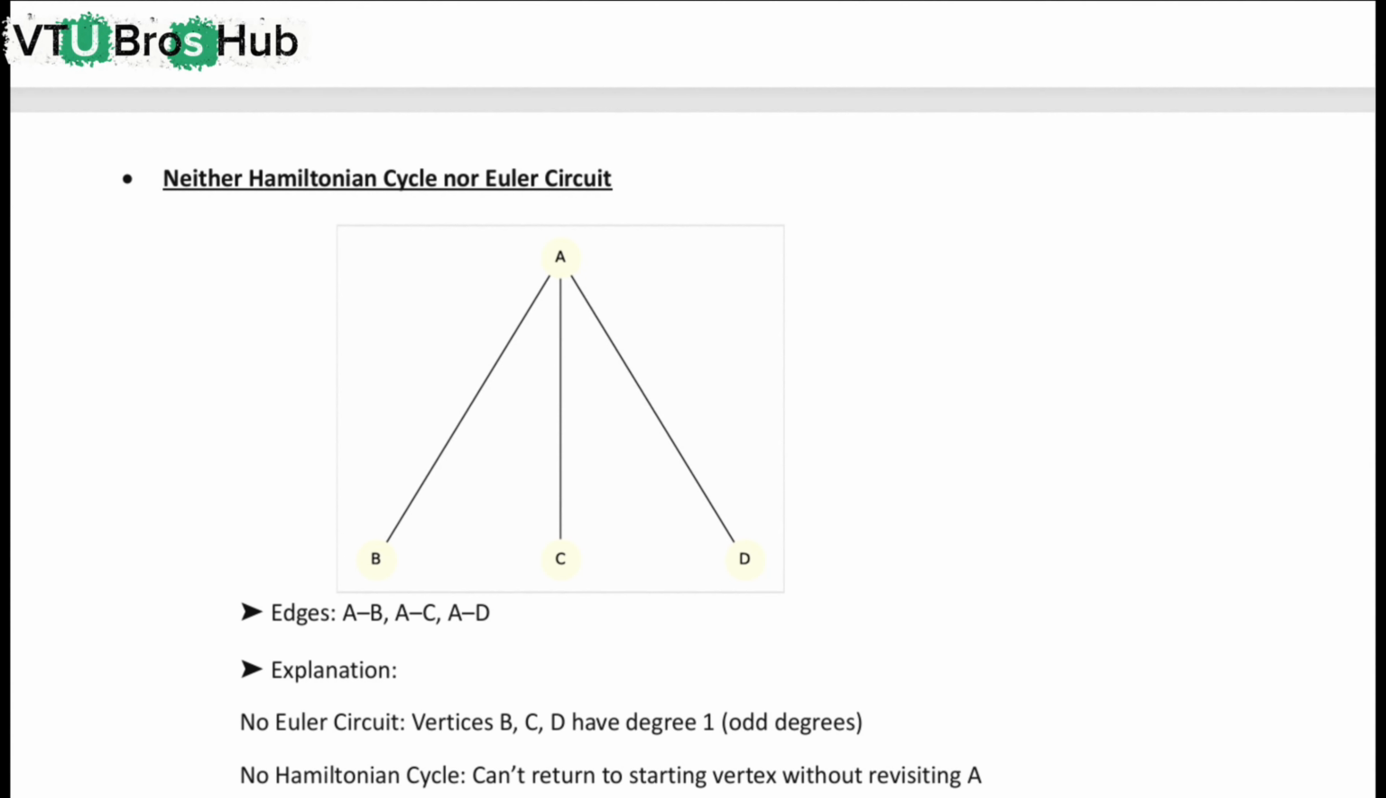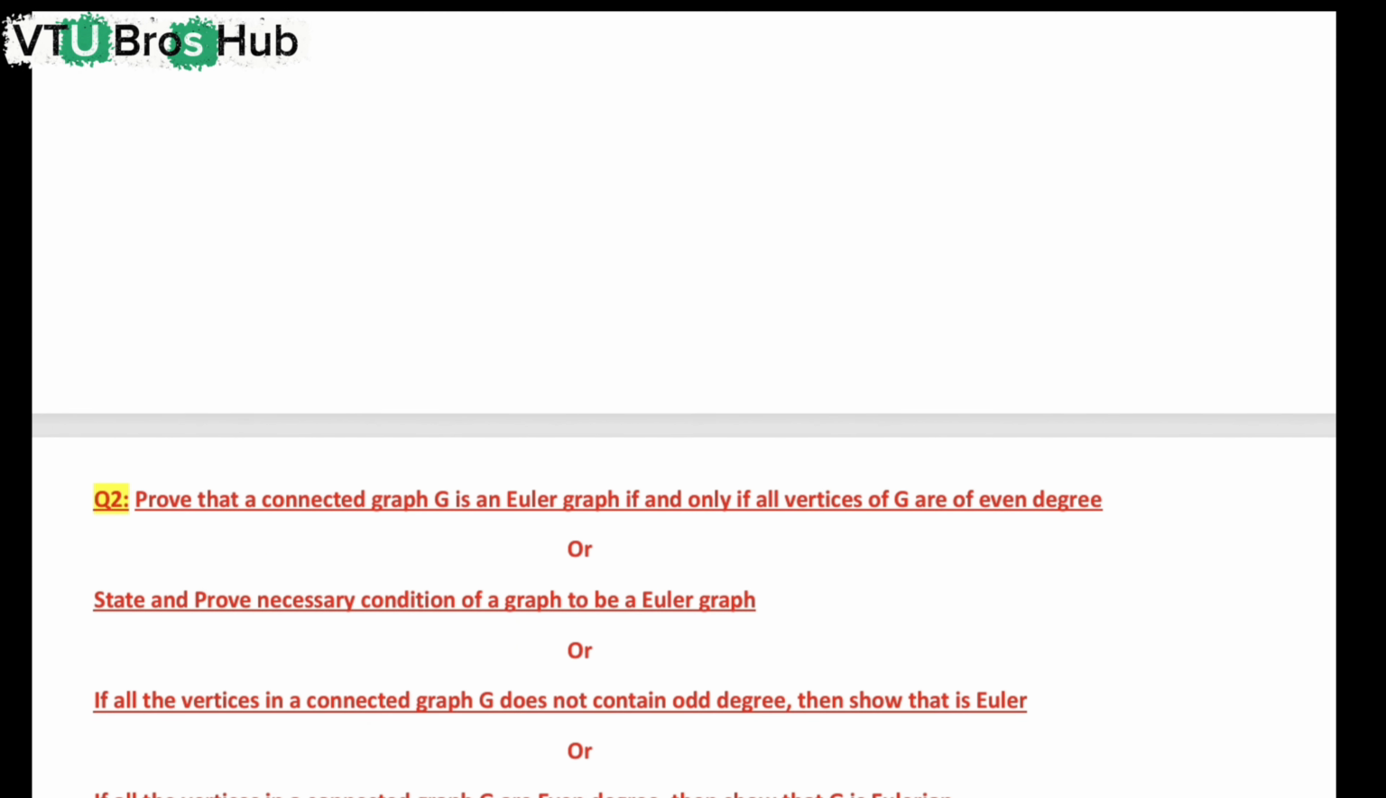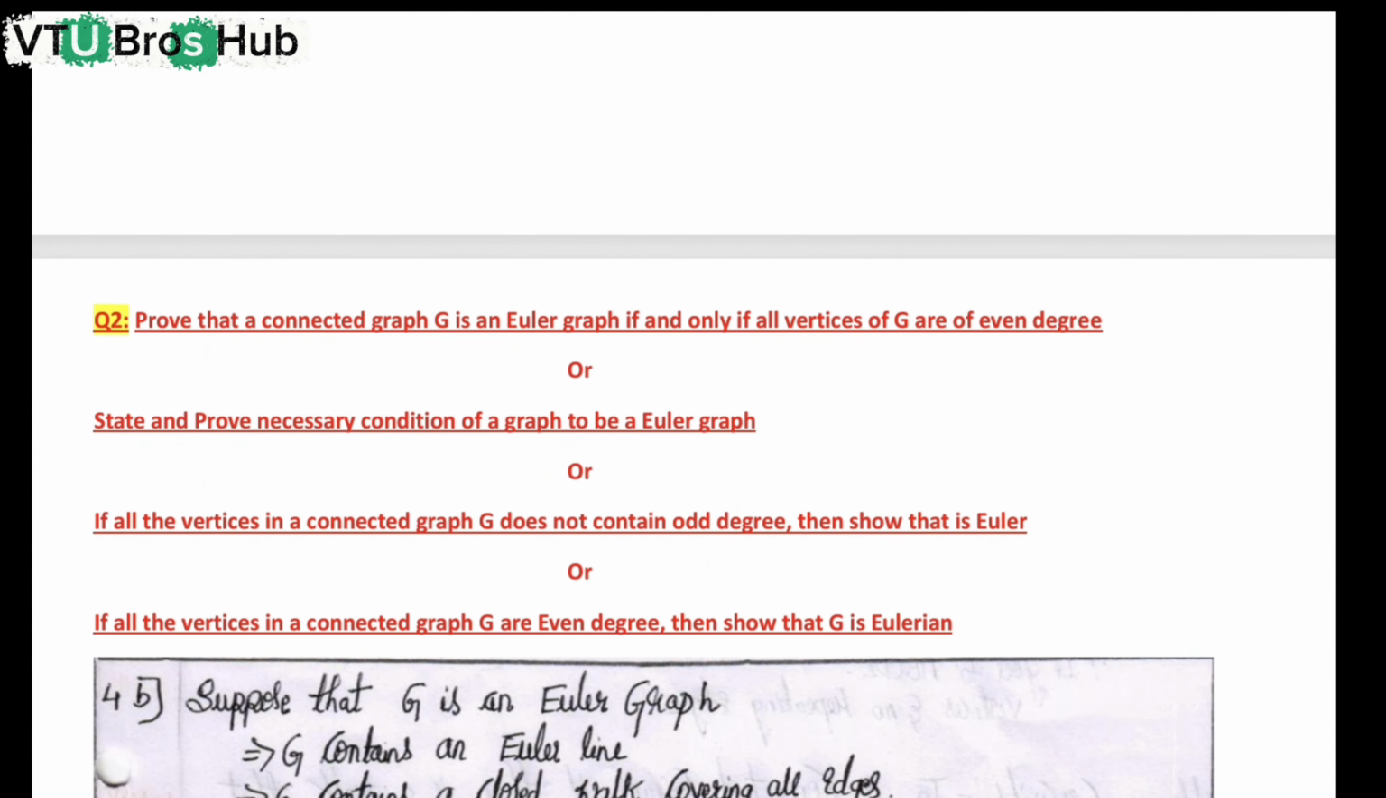That's it for the different graph types. Make sure to practice drawing these diagrams. Let's go to the next repeated theory question from Euler graph.